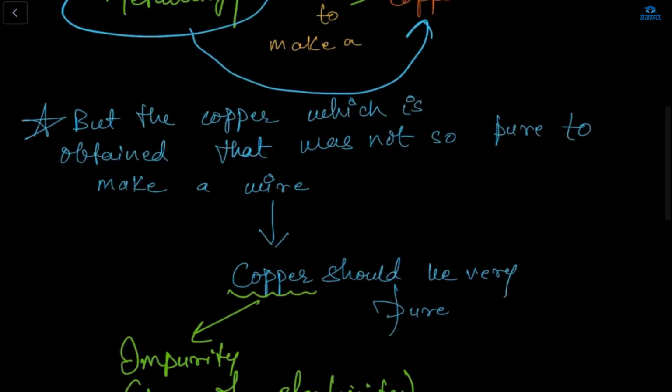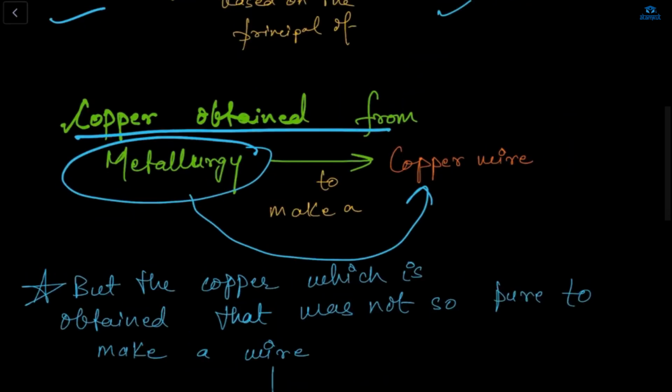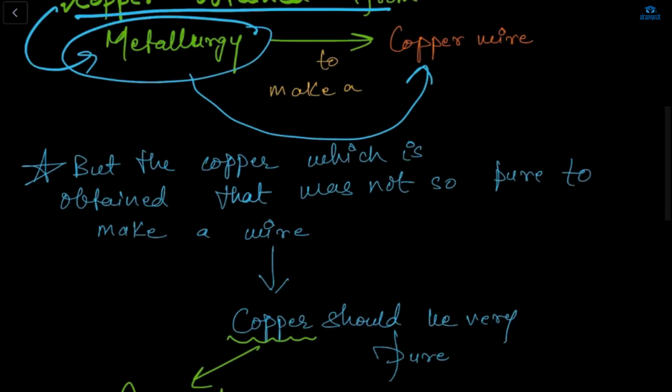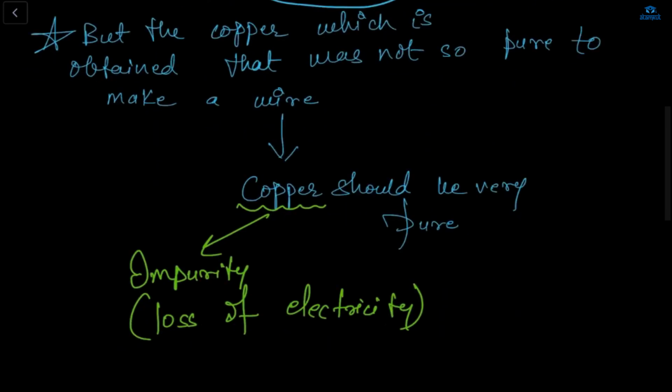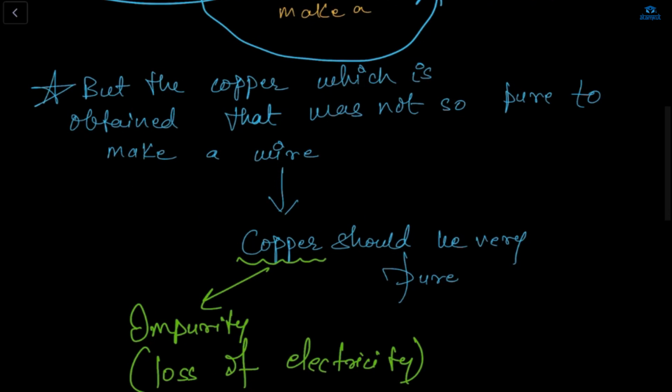But the copper which is obtained was not so pure to make a wire. तो मान लो copper metallurgy से जो भी हमें obtained हुई है, if the copper is not that pure to make a wire, so what will happen? In this case, the loss of electricity will be there, because to make a copper wire, the copper should be very pure.